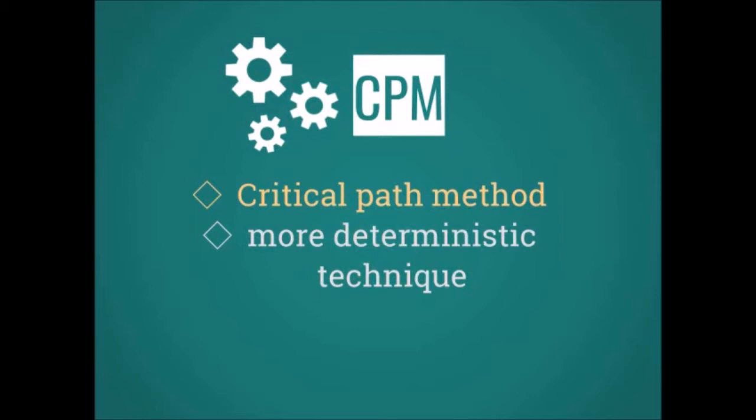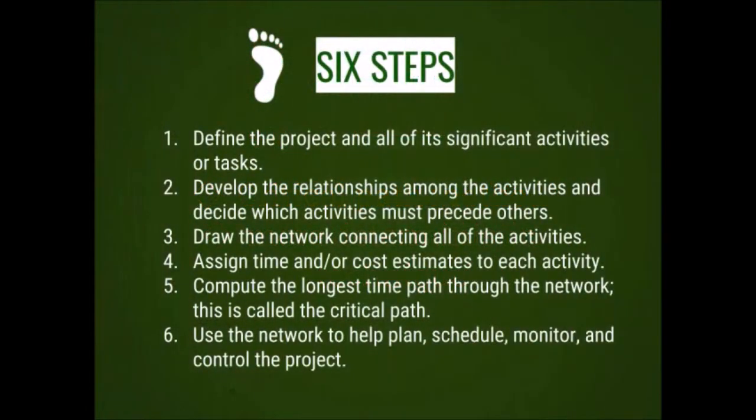So now, let us get to know about the 6 steps on how to perform PERT and CPM. First, we define the project and all its significant activities or tasks. Next, we develop the relationship among the activities and decide which activity must precede the other. After, we draw the network connecting all of the activities, followed by assigning time and/or cost estimates to each activity.